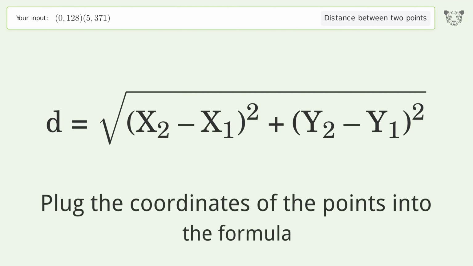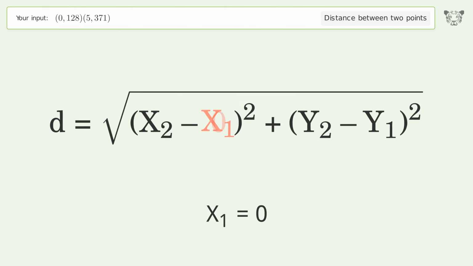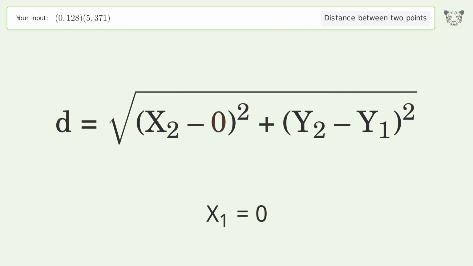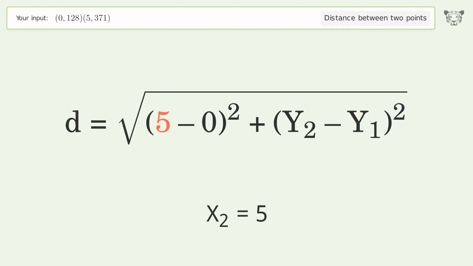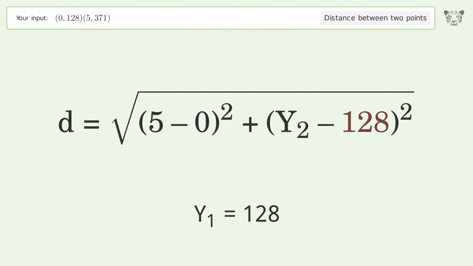Plug the coordinates of the points into the formula. x1 equals 0. x2 equals 5. y1 equals 128. y2 equals 371.